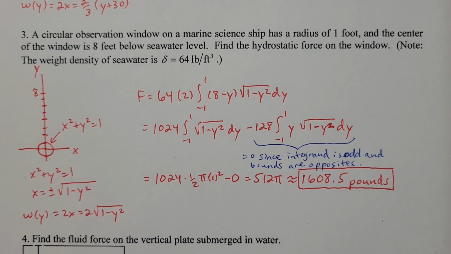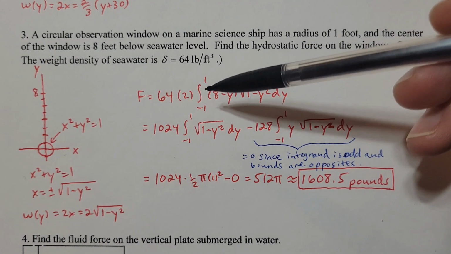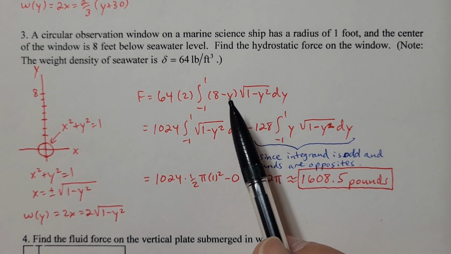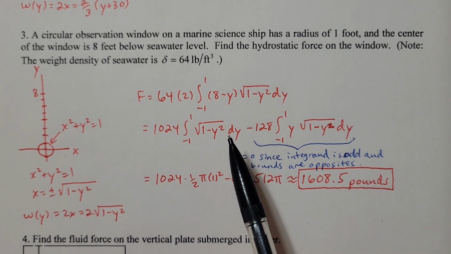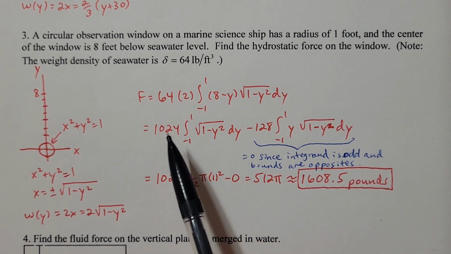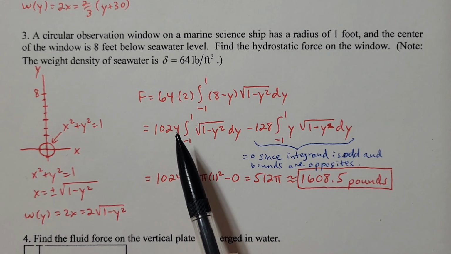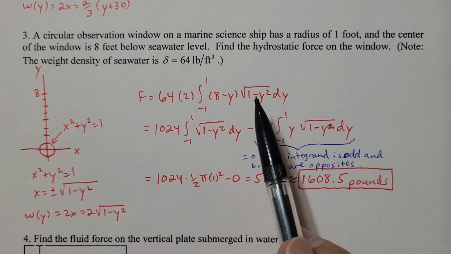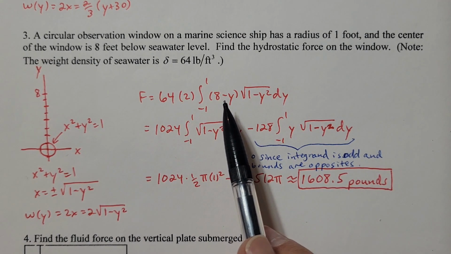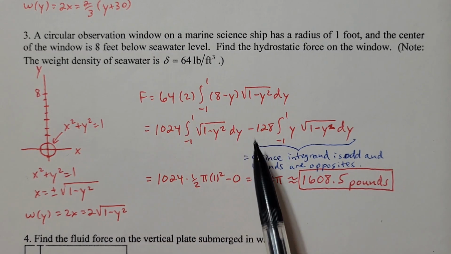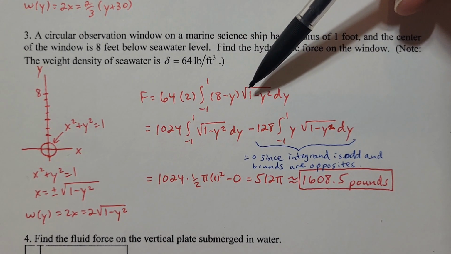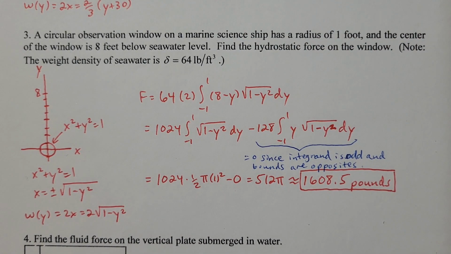Well, 64 times 2 is 128. And let me go ahead and distribute the square root of 1 minus y squared into these two terms. Also, 8 is a constant. I can bring that outside the integral, right? So I've got 128 times 8, that's 1,024, times the integral going from negative 1 to 1 of the square root of 1 minus y squared dy, and then minus 128 times the integral going from negative 1 to 1 of y times the square root of 1 minus y squared dy.